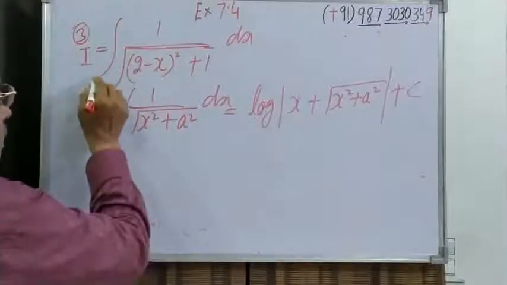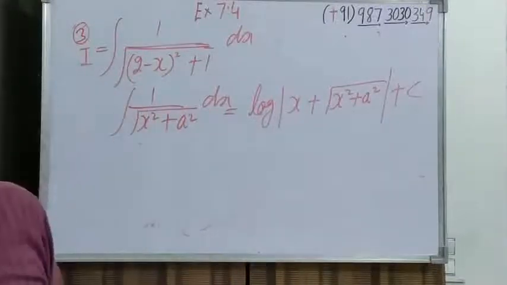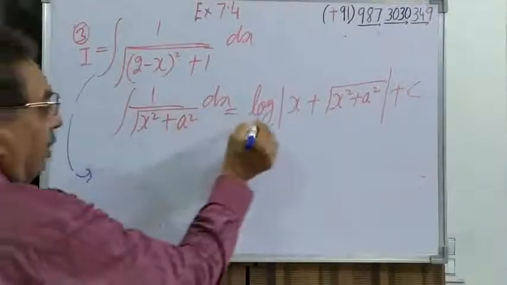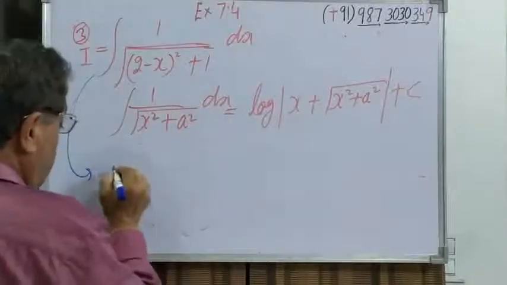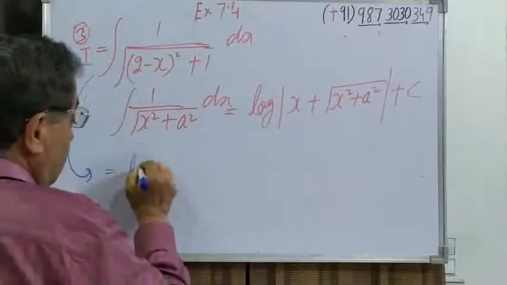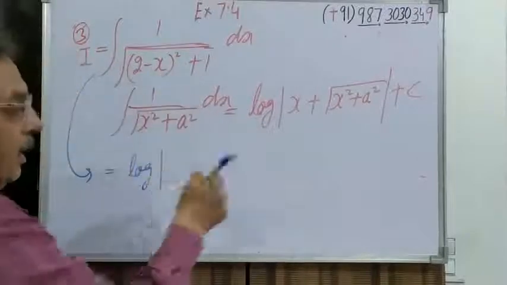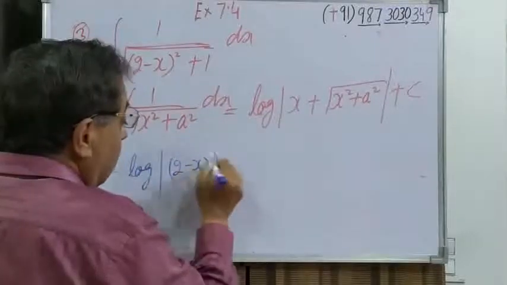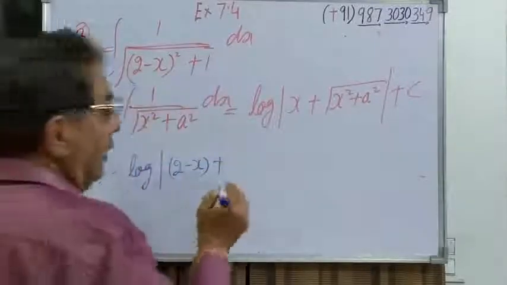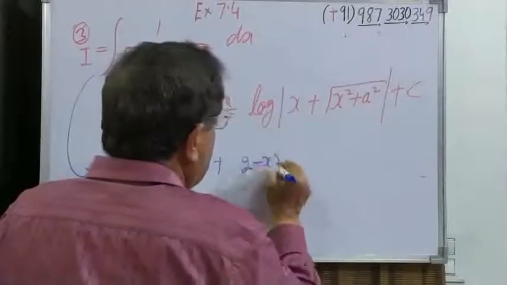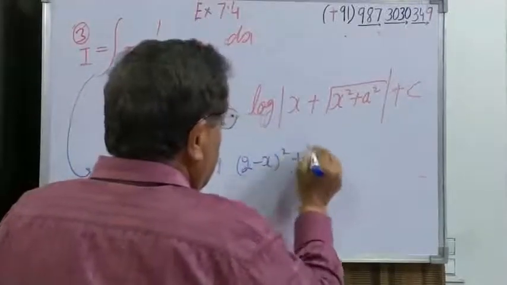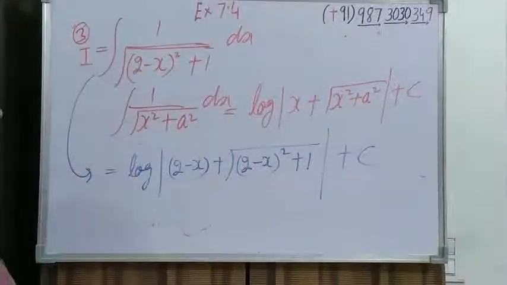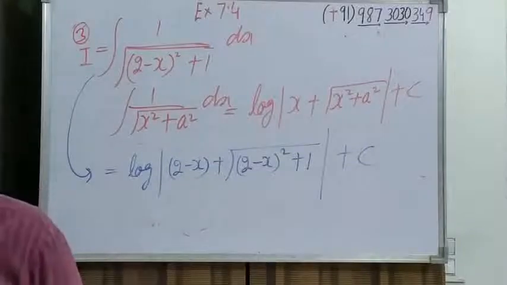So according to this one, the answer would be log of, in place of x, 2 minus x, plus the square root of (2 minus x) whole square plus 1, plus c. So this is the answer for question number 3.